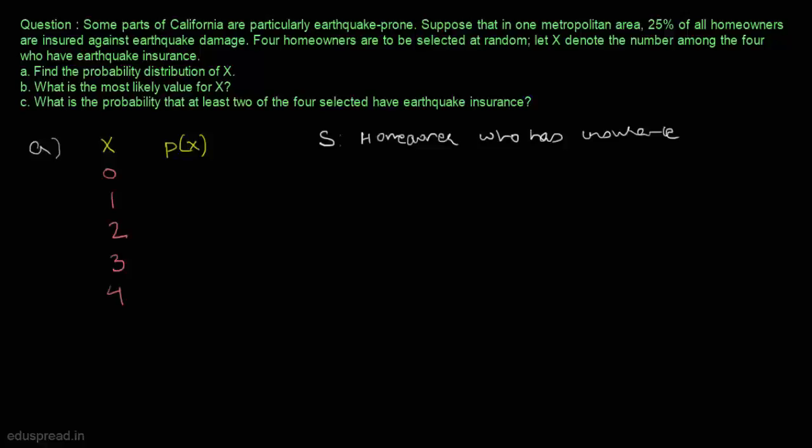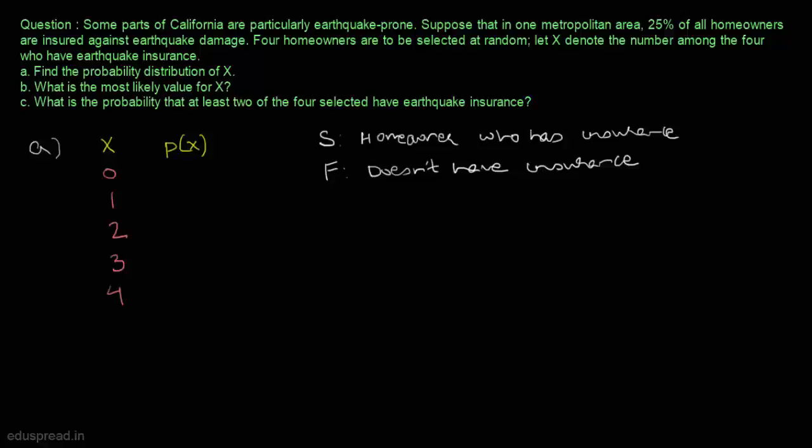And let F denote a homeowner who does not have insurance. Okay, so these are the notations that we are going to use. Let's now write the sample space.